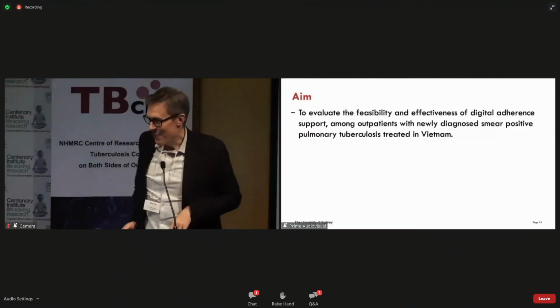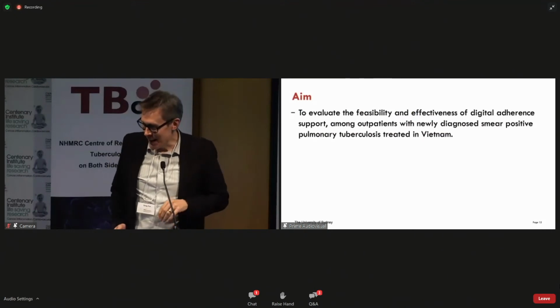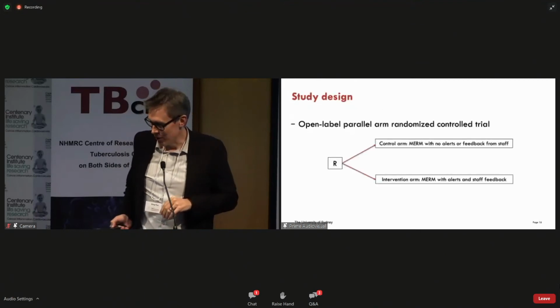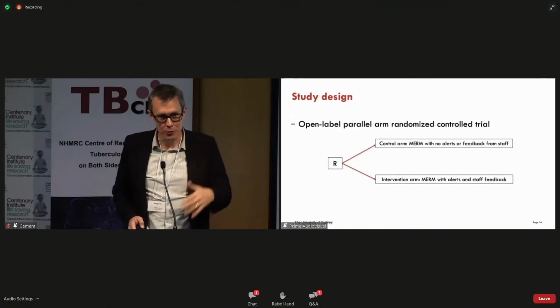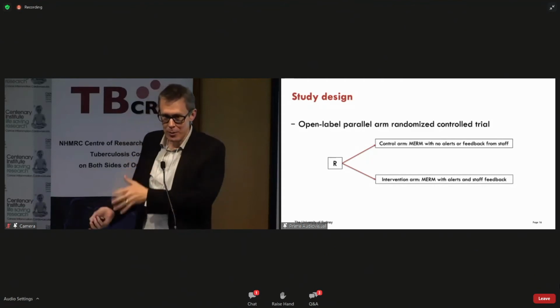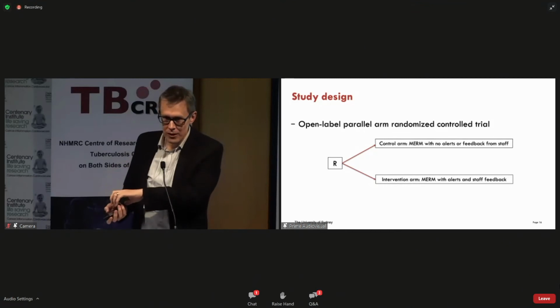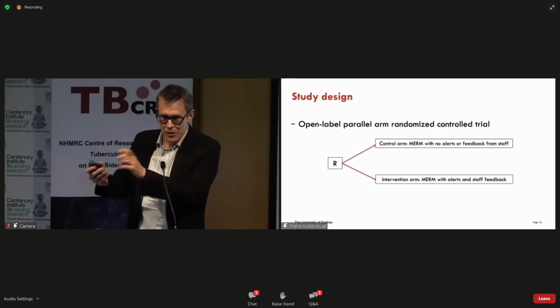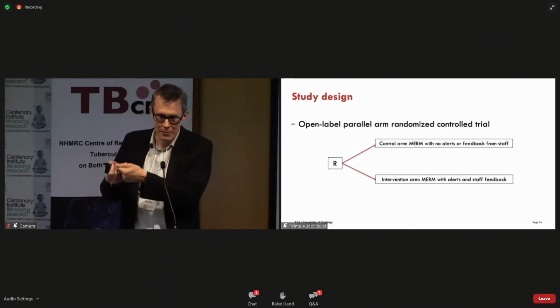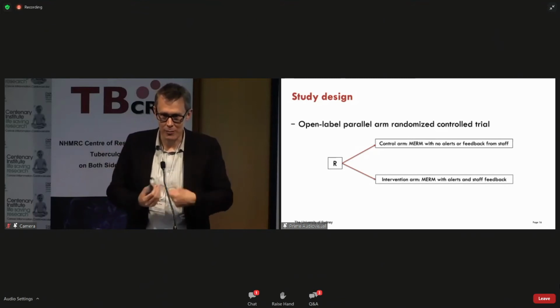Anyway, so the aim of the study was to evaluate the feasibility and effectiveness of digital adherence support amongst outpatients with newly diagnosed smear-positive pulmonary TB. And individuals were randomised either to a control arm where they had the box but it didn't beep and they didn't have any action taken when they didn't take their treatment, and then an arm where the box was recorded, and we printed out a summary of the adherence for the healthcare workers, and the healthcare workers would use that information to go and counsel the patients to try and improve their adherence.